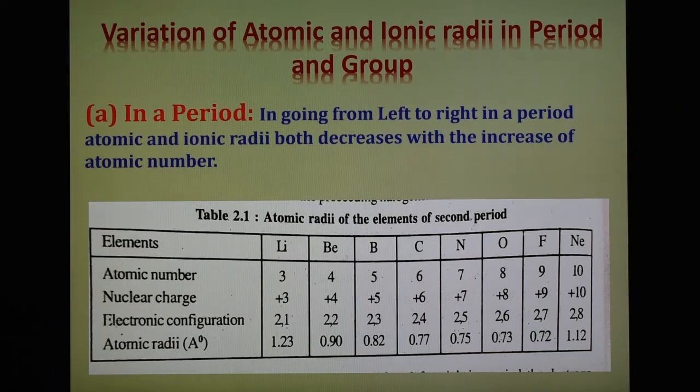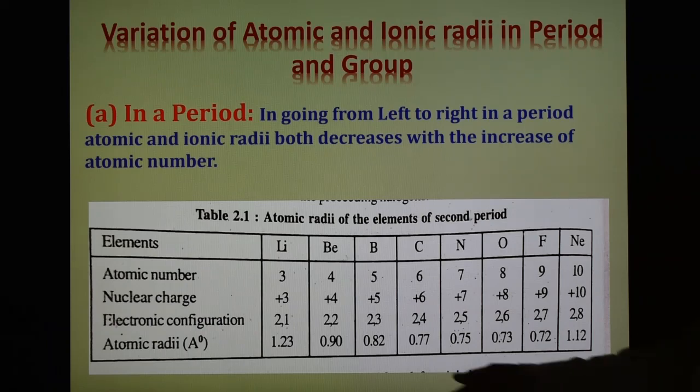Why does the size of the atom decrease? Because the electrostatic force of attraction increases from left to right in the period, and therefore it is difficult to remove an electron from the valence shell. For example, here 2,8 is a stable configuration, and to remove an electron from this, the energy required is more.